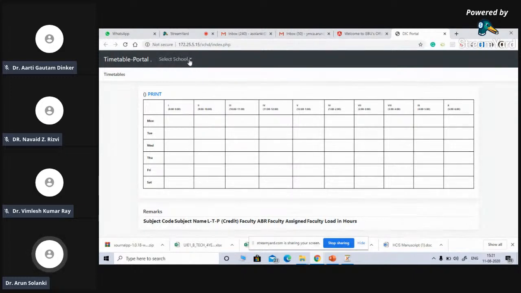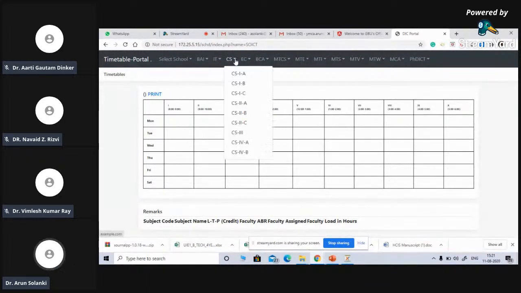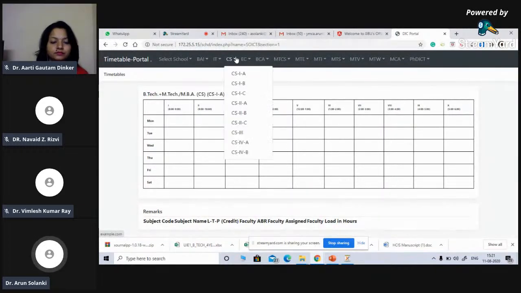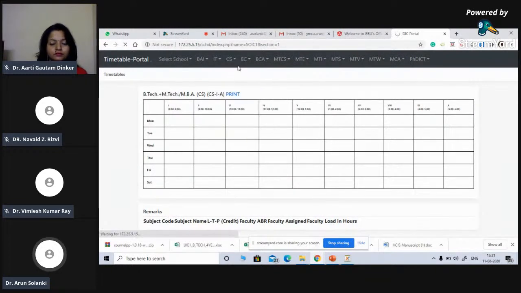If you want to see, here is the school. If I want to discuss the School of ICT, then you have to go for School of ICT, and here are your programs. I think there is CS 1A, so you can check. Currently there is no timetable, but when you join the class, it will be there. In the same way, we have different programs, and we have the timetable for each.